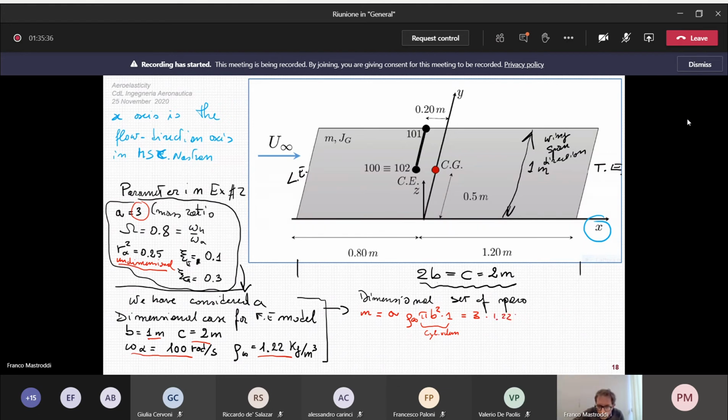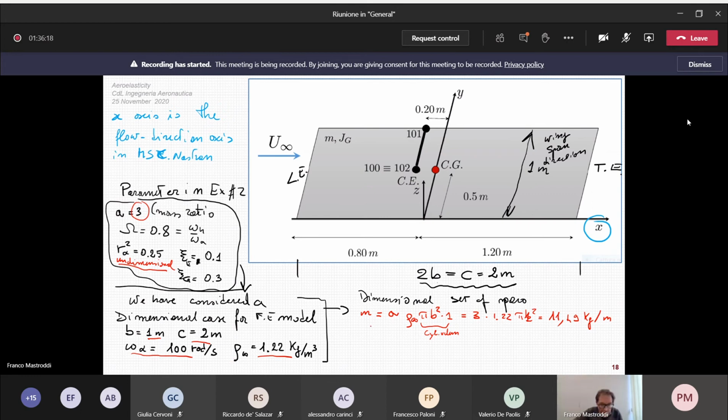Assumed by 1.22 pi b to the power 2, by 3. Yes, we have pi. And so we have 11.49 kilogram per meter, because we have a meter of wingspan length as a reference for the mass. So this is the mass of the structure corresponding to this mass ratio and this dimensional parameter.